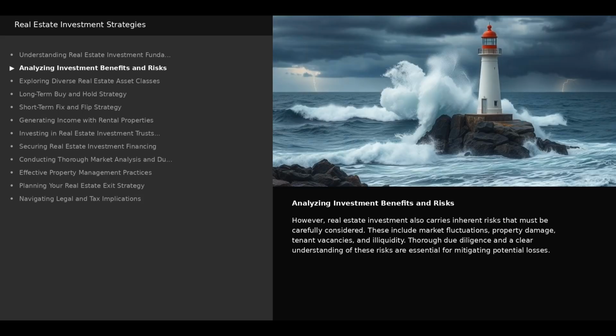However, real estate investment also carries inherent risks that must be carefully considered. These include market fluctuations, property damage, tenant vacancies, and illiquidity. Thorough due diligence and a clear understanding of these risks are essential for mitigating potential losses.